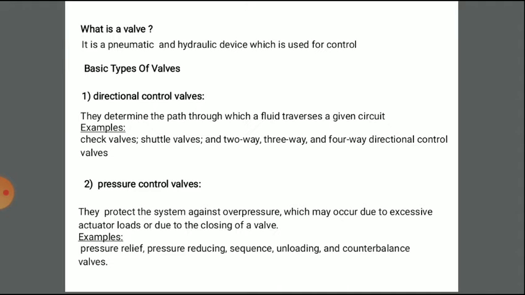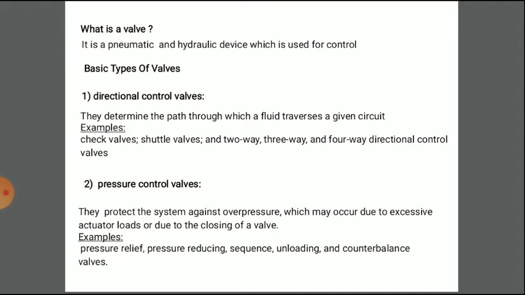So there are various types of valves employed to control the air power. They are mainly categorized as direction control valve, flow control valve, and pressure control valve. Direction control valves determine the path through which a fluid traverses a given circuit. Examples are check valves, shuttle valves, and two-way, three-way, and four-way directional control valves. The basic function of a direction control valve is to provide the link between various parts of the pneumatic system by connecting, disconnecting, and or changing the flow direction.